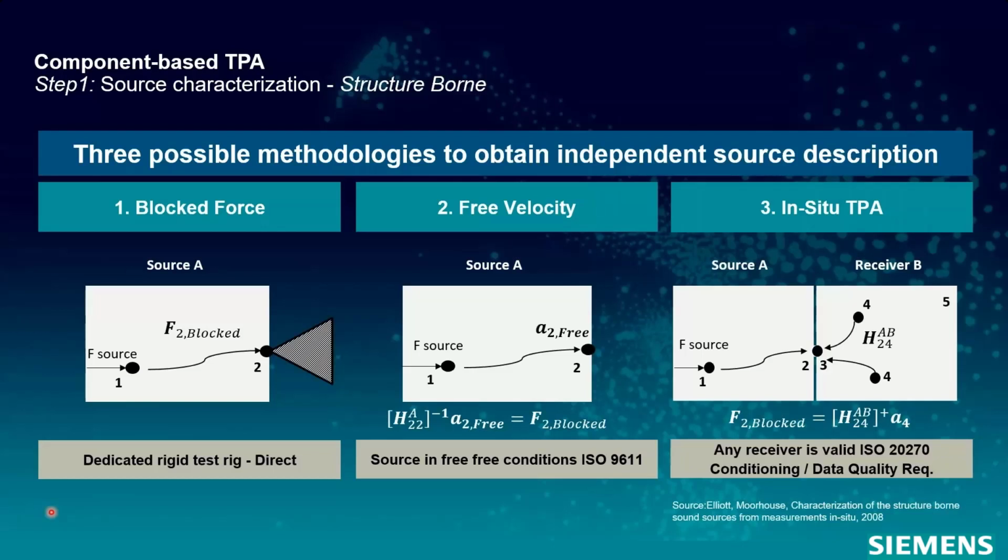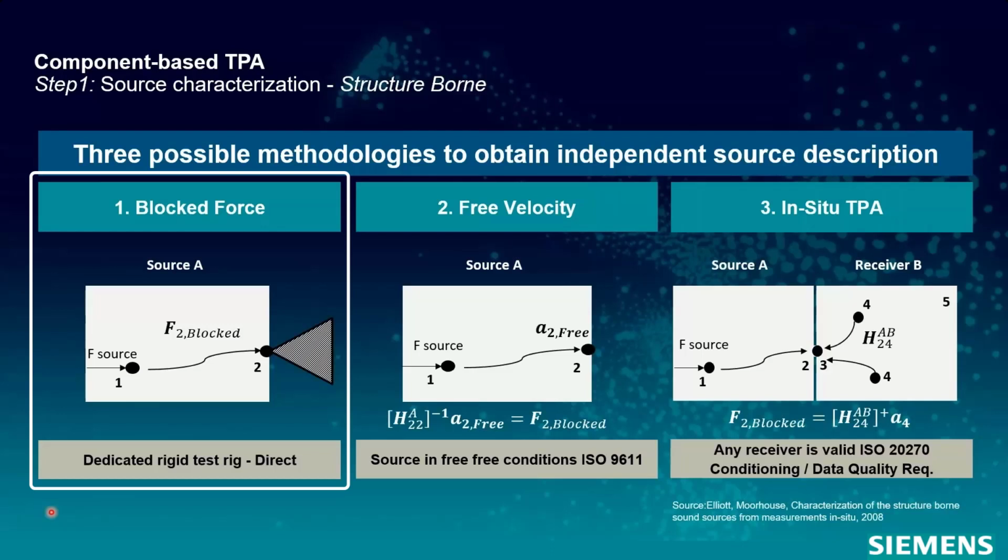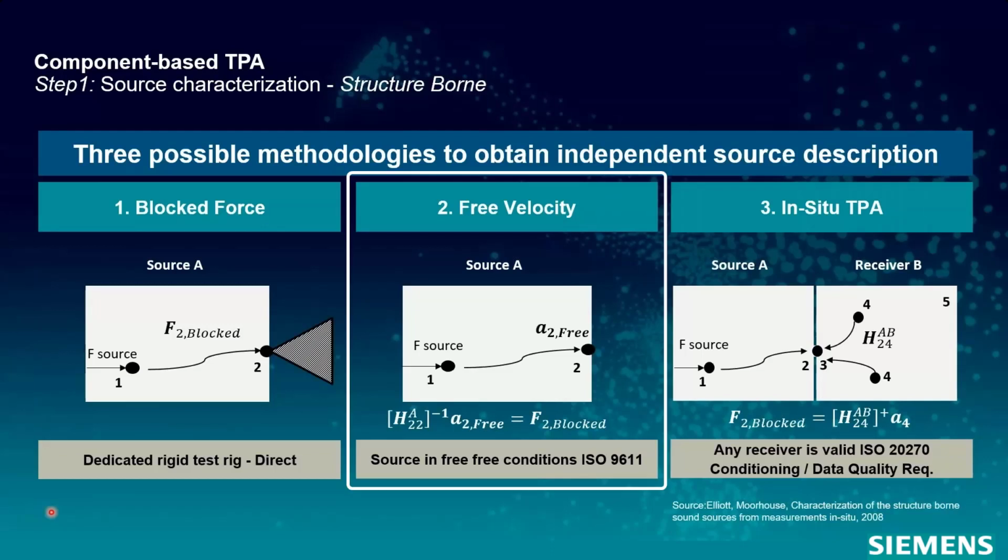Just as a summary, the three methods that I've shown for structure-borne noise characterization. On the left, we have the direct measurements, where we have dedicated test rigs, where we make sure that the receiver is more stiff than the source. Then we can use force cells to measure blocked forces. In the middle, for applications that are softly mounted, we could make, in certain frequency ranges, approximations that the source is running in free, and so we can get the blocked force via the free velocity.